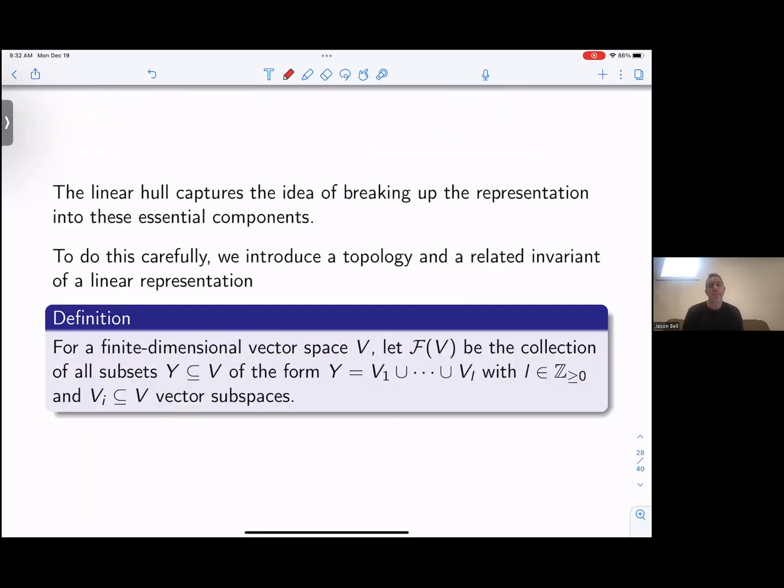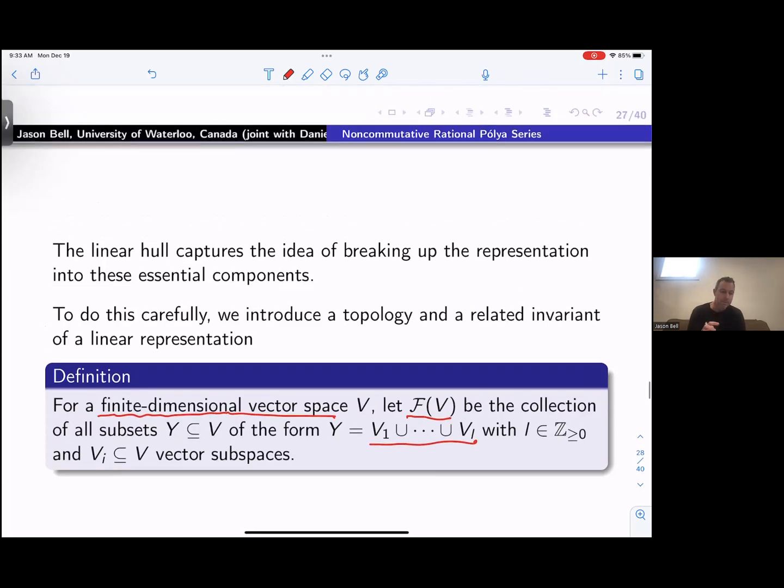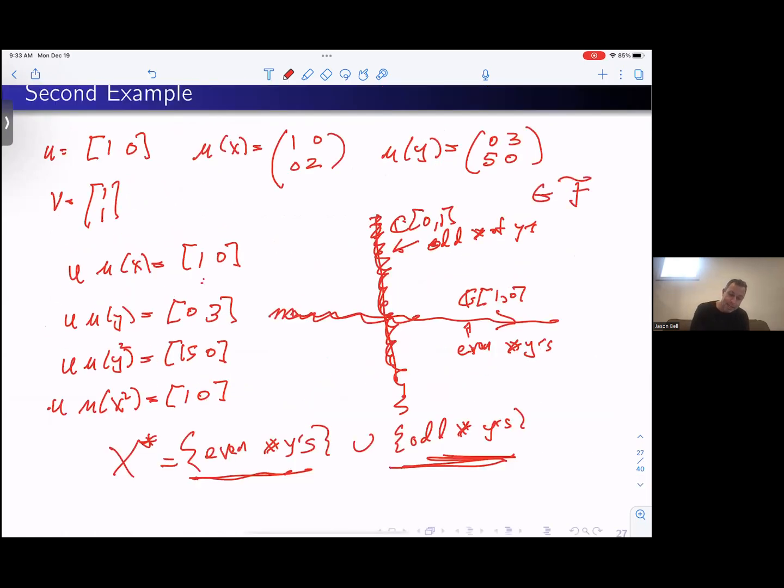So the linear hull is going to capture this idea of breaking up our representations. To do this carefully, and you don't have to do this, but we're going to do this, and I'll explain why from the mathematical point of view. It's not that much work to actually do it, but we're going to put a topology on this. I don't know what we call this, linear hull topology. But what we have is a finite dimensional vector space, and we're going to let F of V be the collection of subsets that can be written as a finite union of subspaces. So for instance, this would be in FC2 a union of two lines through the origin.